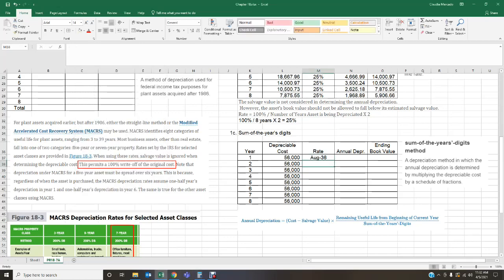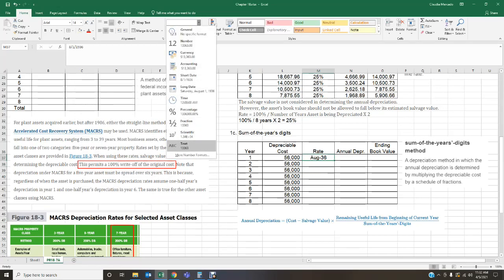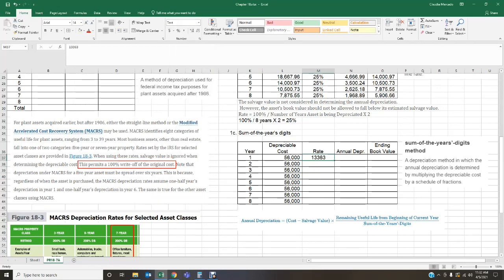So my rate will be 8 over 36. For year number 2, I'm going to have 7 years to depreciate over 36. For year number 3, I'm going to have 6 years to depreciate over 36. So we're going to be deducting 1 year until we fully depreciate, okay? 6 over 36, 5 over 36, 4 over 36, 3 over 36, 2 over 36, and 1 over 36.